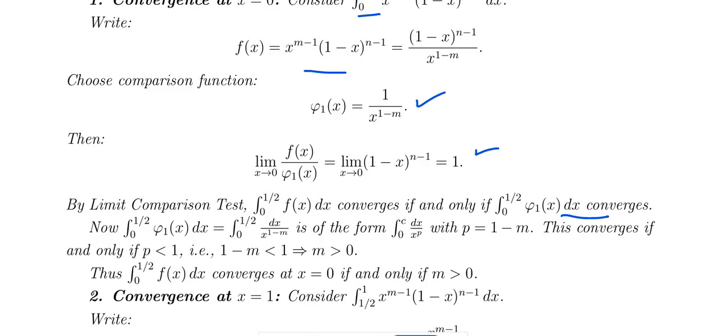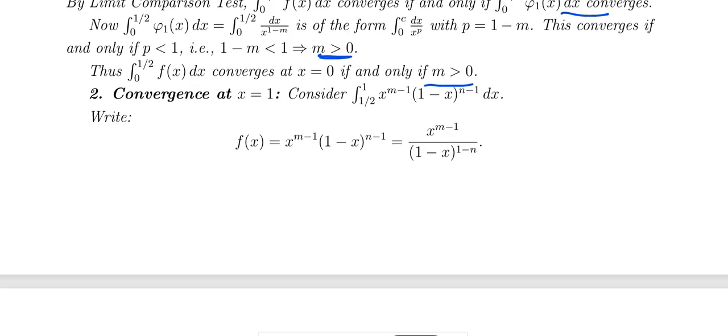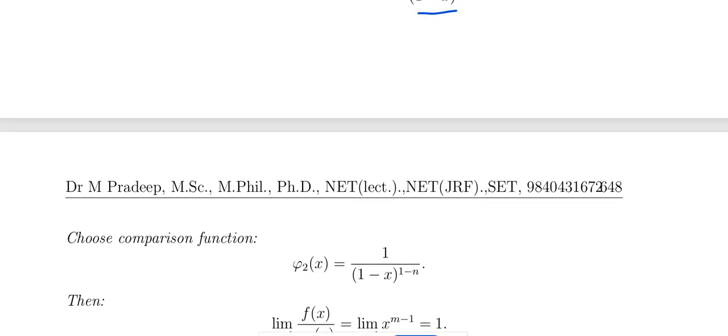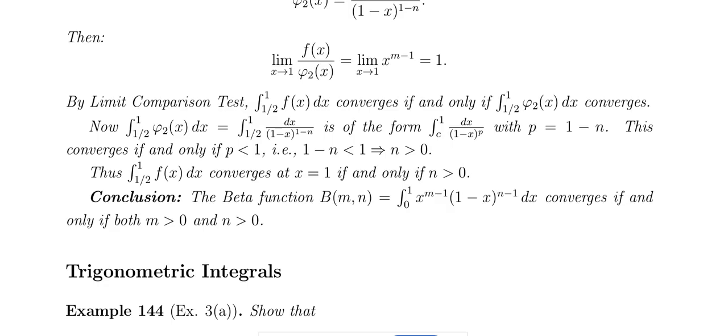So for this case, with exponent 1 minus m, it converges if p is less than 1, that is 1 minus m less than 1, that is m is greater than 0. Okay, in this case there is convergence. And in the same way, the integral 0 to 1 by 2 of f of x converges at x equal to 0, therefore m is greater than 0. In the same way for x equal to 1, if we check x equal to 1, we need to bring it down. Okay, phi 2 of x is 1 by (1 minus x) whole power 1 minus n, we apply the comparison test. That phi 2 of x converges, that is 1 minus n, should be p equal to 1 minus n.